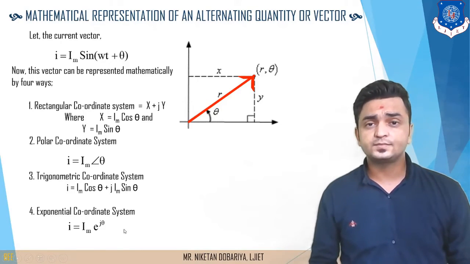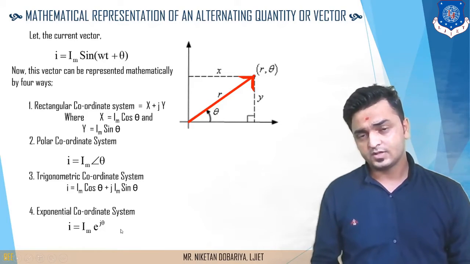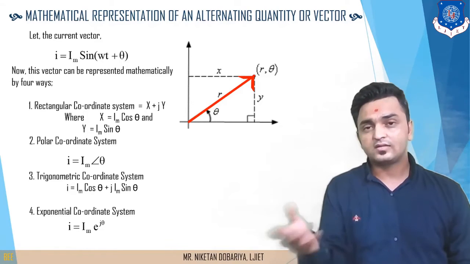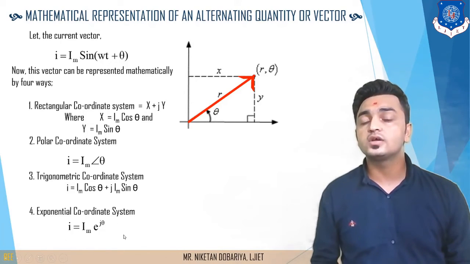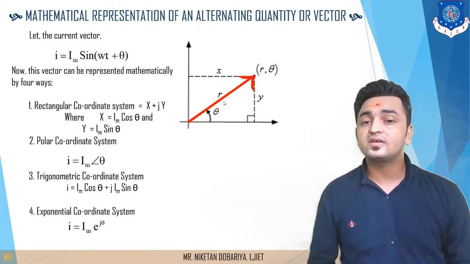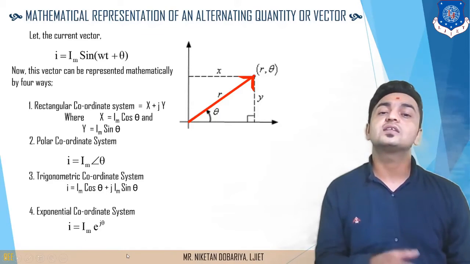Now the last one is the exponential coordinate system. Here we can define it in terms of e raised to a term, as defined over here. We can define this phasor I is equal to Im, and whatever the phase angle is, mentioned over here in the form of e raised to the term, that is e to the j theta.